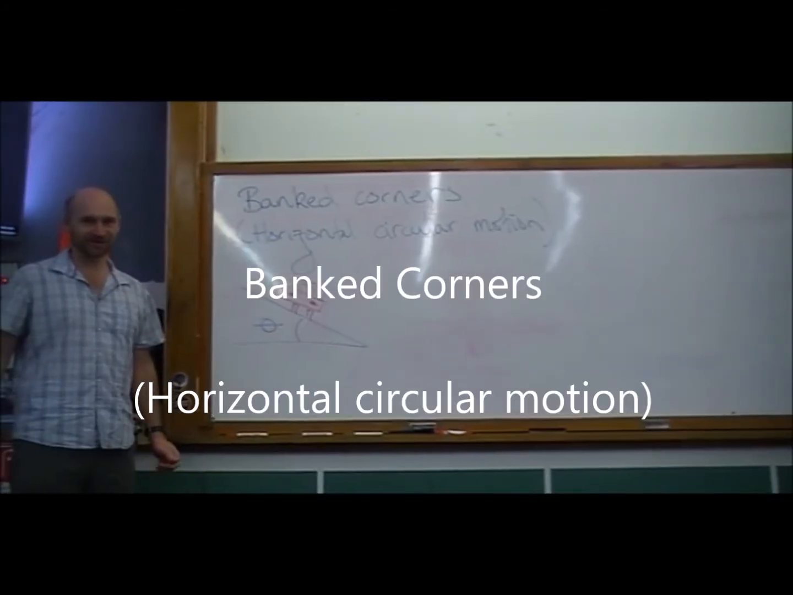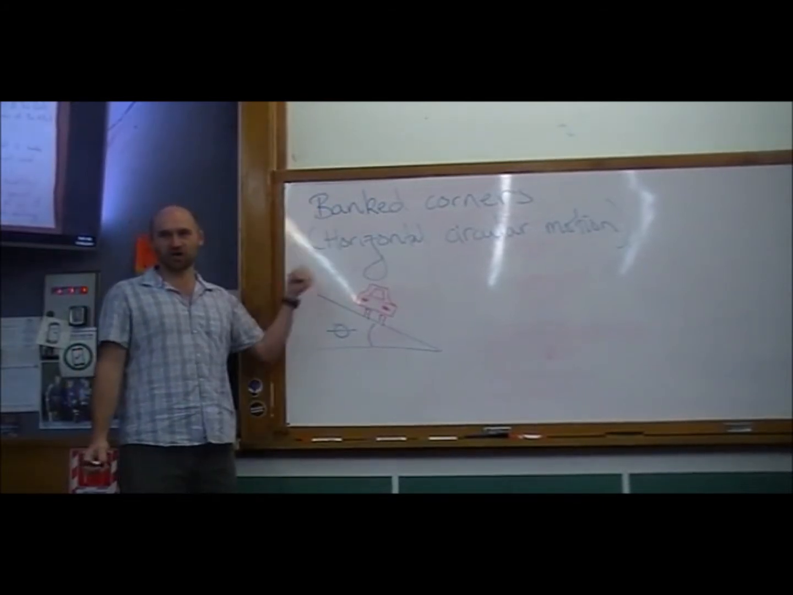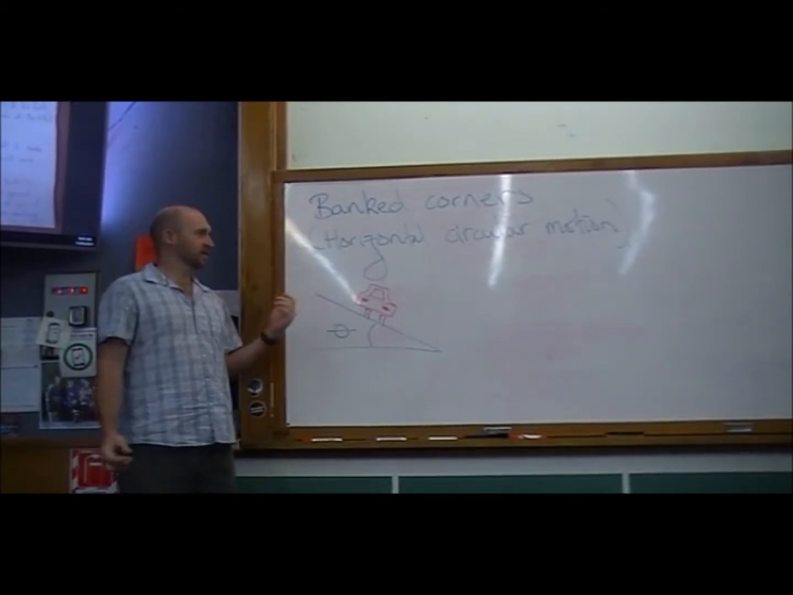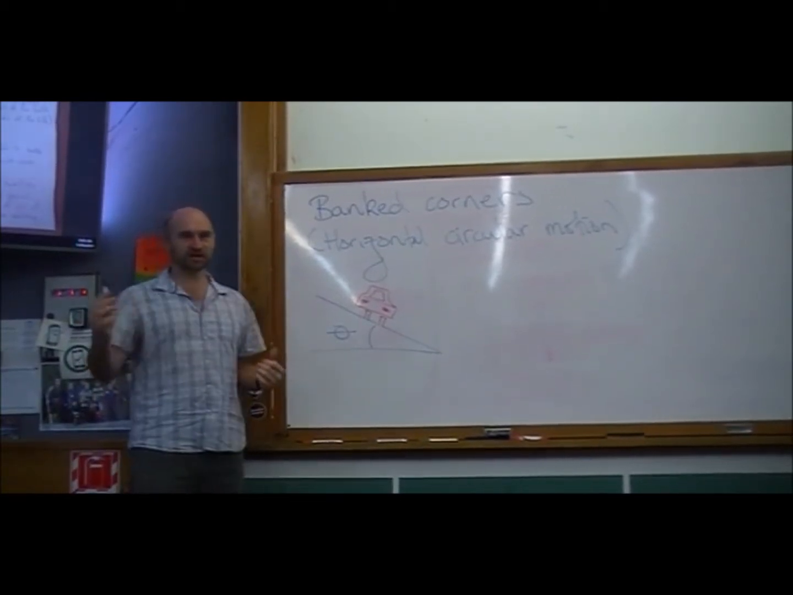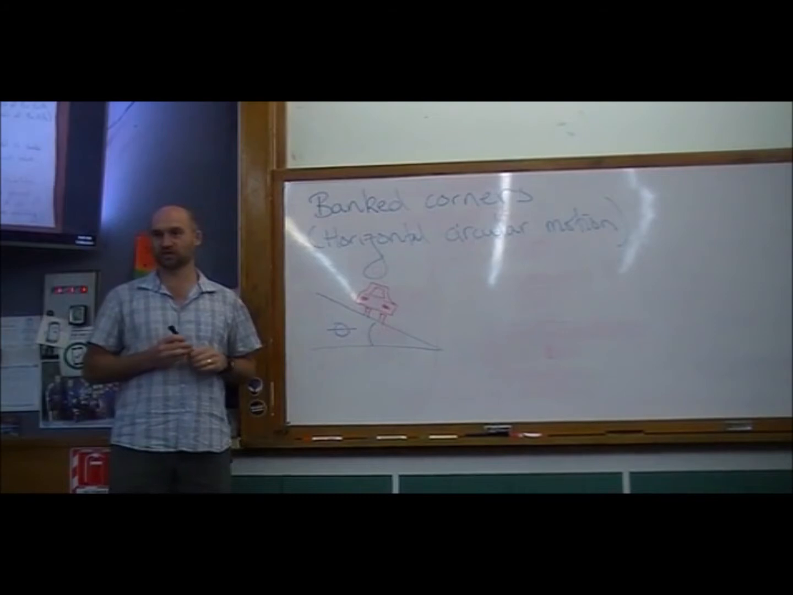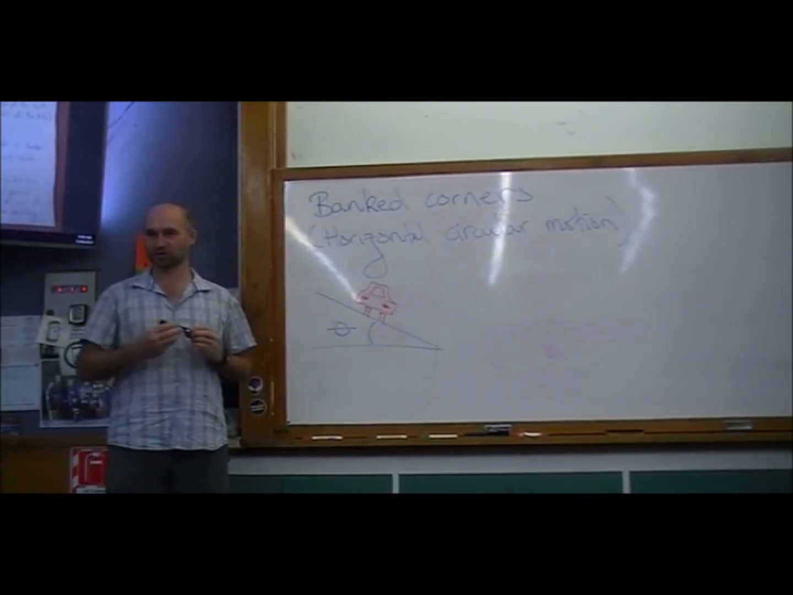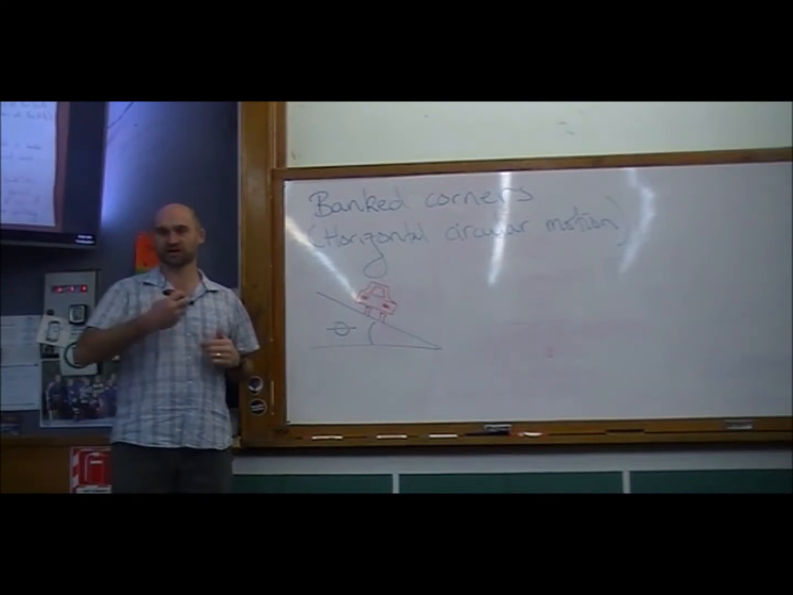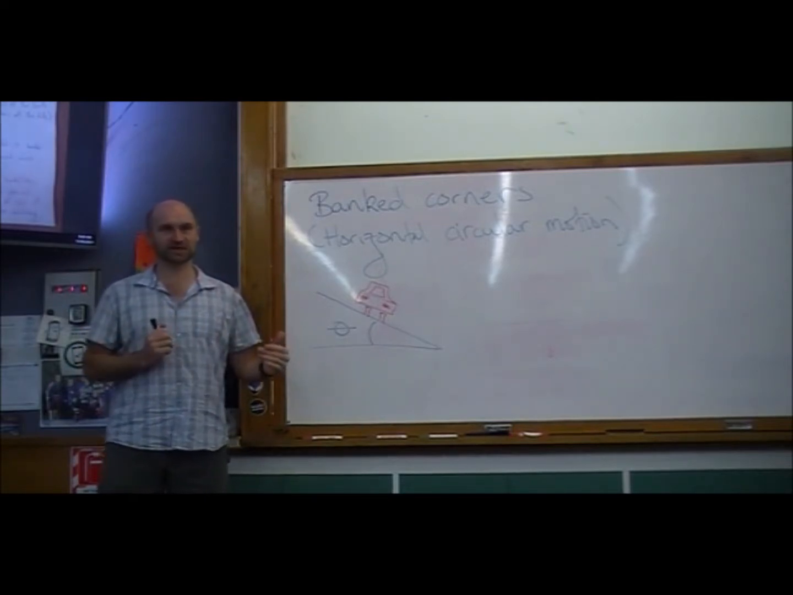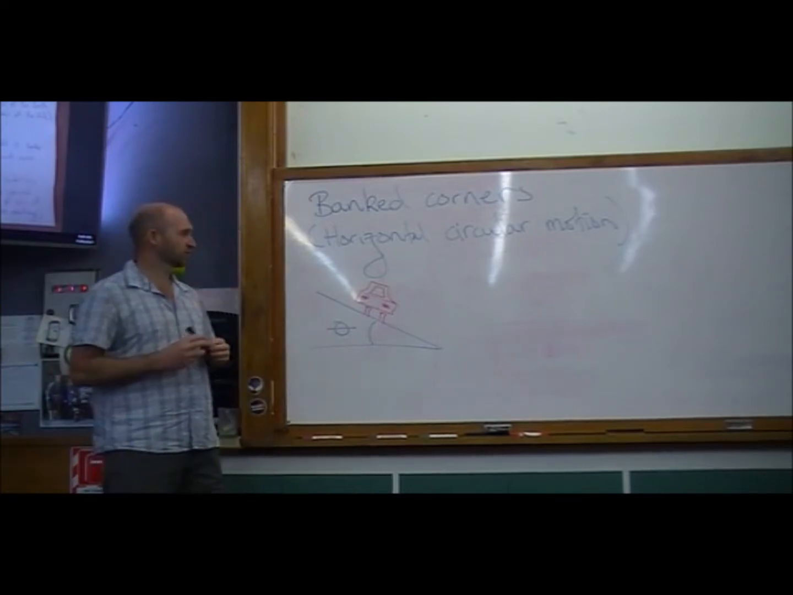Okay, so we're going to talk about banked corners, which is horizontal circular motion. What we should be familiar with is that stuff going around in circles needs to have a centripetal force acting, and that's the net force that acts on that body to cause the direction of its velocity to change, even though the speed, the size of the velocity, stays the same. The centripetal force changes the direction of the velocity.